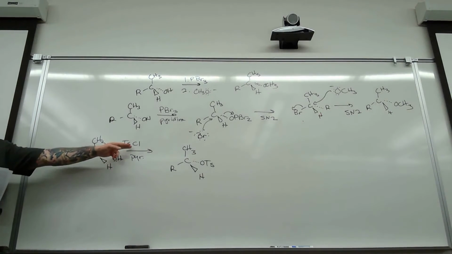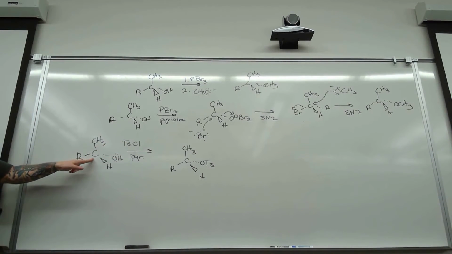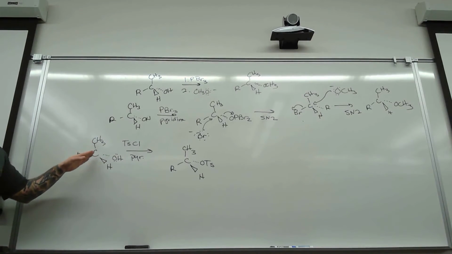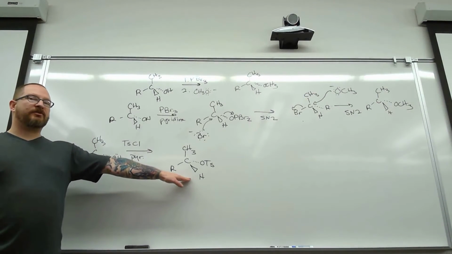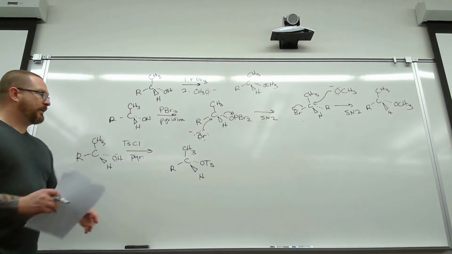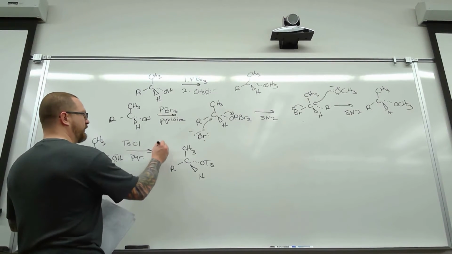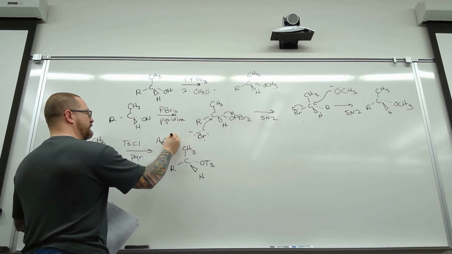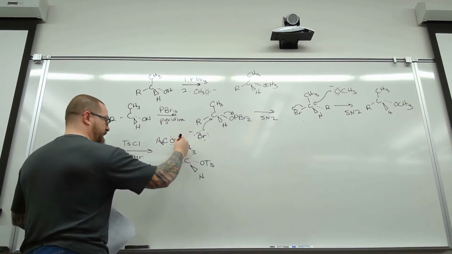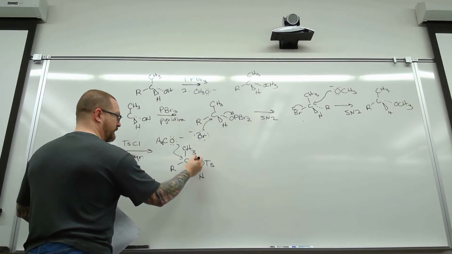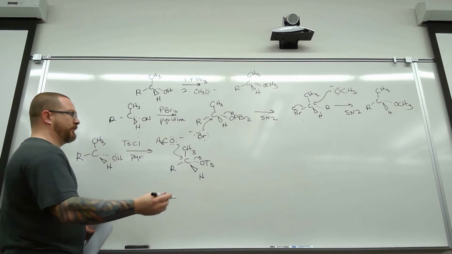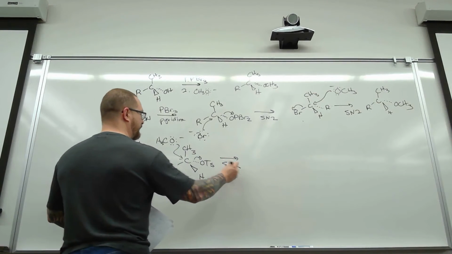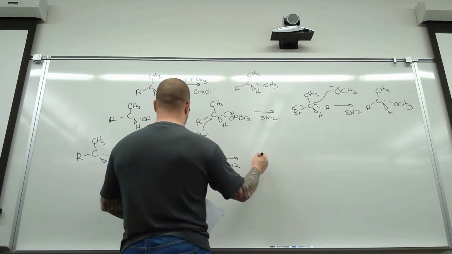So because this does the initial attack, this stereocenter doesn't invert. Because these electrons are coming over here, nothing's happening over here yet. So there's been no change to the stereochemistry on the tosylation reaction. However, when we come in with our methoxide, and do our first substitution, that is Sn2, we are going to get that inversion.